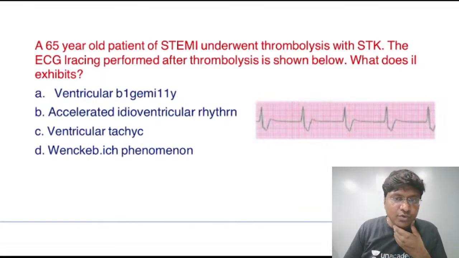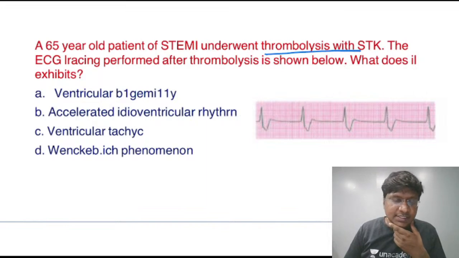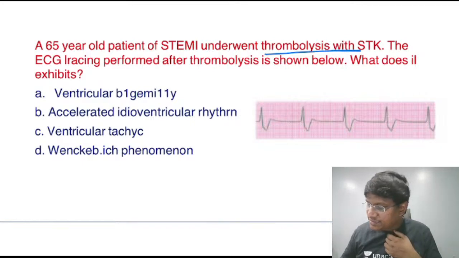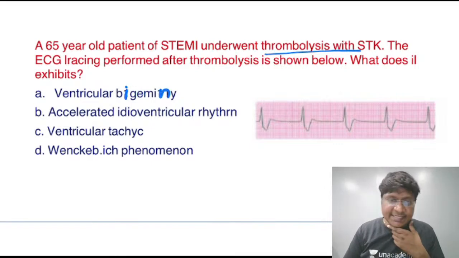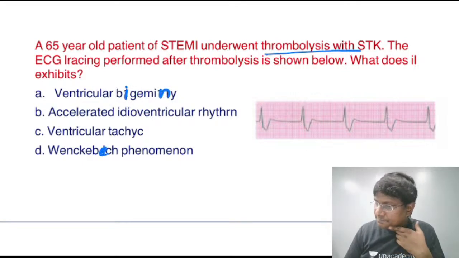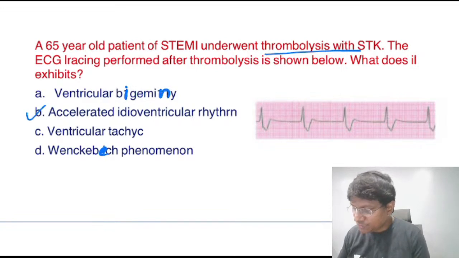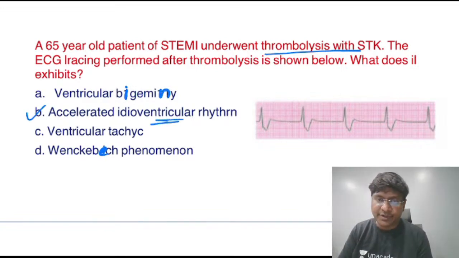A 65-year-old patient of ST elevation MI underwent thrombolysis with streptokinase. The ECG tracing performed after thrombolysis is shown below. What does it exhibit? It exhibits ventricular bigeminy, accelerated idioventricular rhythm, ventricular tachycardia, Wenckebach's phenomenon. Right. So this is the ECG very much suggestive of accelerated idioventricular rhythm.